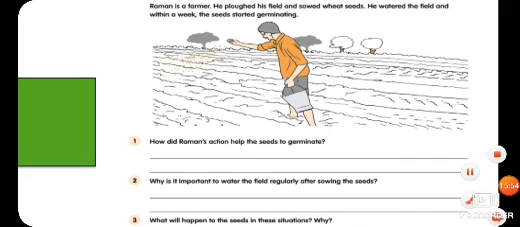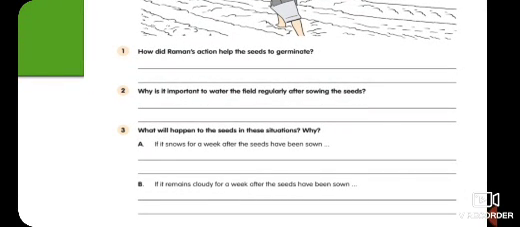Think about it. Over here you can see he watered the field, and within a week the seeds started to germinate, because this action helped the seeds germinate. Why is it important to water the field regularly after sowing the seeds? Because seeds need water regularly for their development. Water, warmth and air, all three factors are necessary for their development.